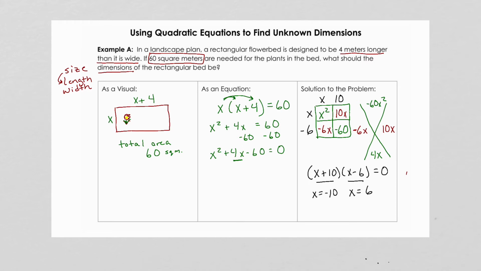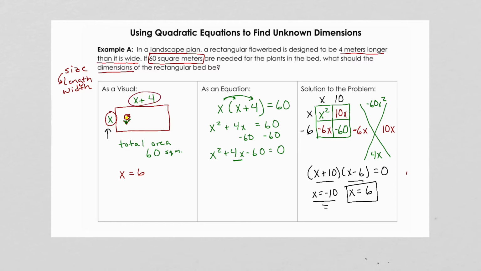Well, what are we looking for? We're looking for a measurement, a dimension. So does the negative value really make sense? Can it be negative 10 meters long? No. So we have to choose our positive value because that's the one that makes sense. So if we go back over here to our original problem, we know that x equals 6.